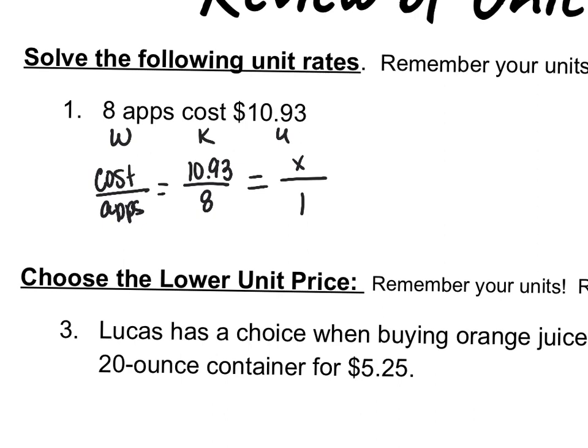You can scale down. You can divide 1093 by 8. Okay, so I'm going to divide 1093 by 8, and I got 1.36625, but it is in cost, okay?